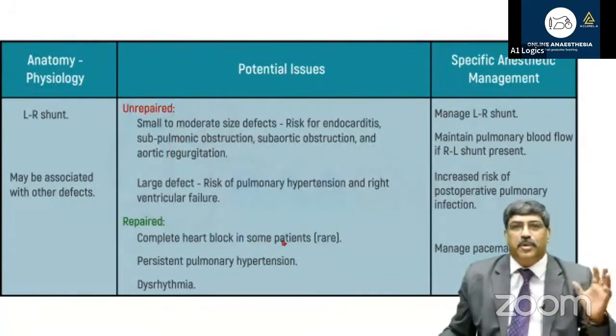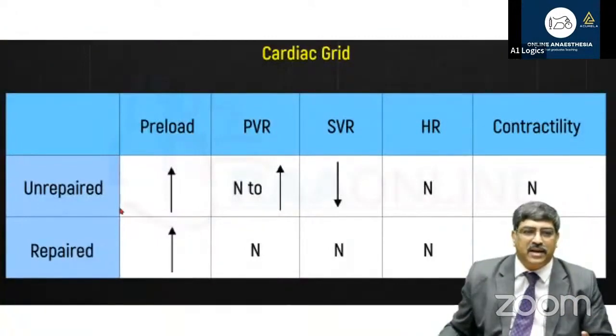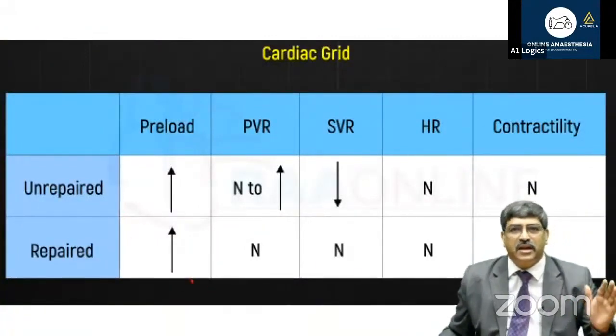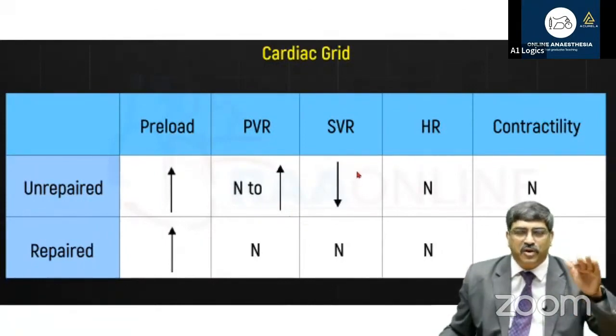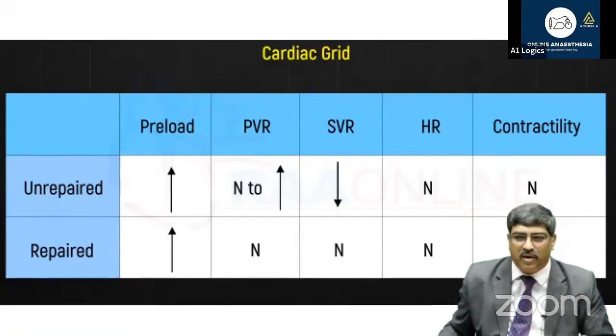If patient develops complete heart block and you have put a pacemaker, you should know how to manage a pacemaker. Coming to the cardiac grid, repaired, almost everything is normal except that you need to maintain an increased preload. In unrepaired, your preload should be high. Again, your PVR should be slightly high and your SVR should be low to reduce the left to right shunt, and you have to maintain your heart rate and contractility.